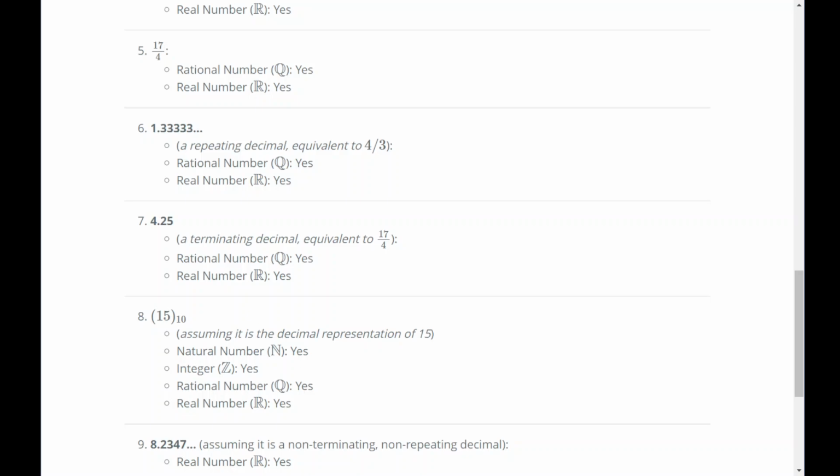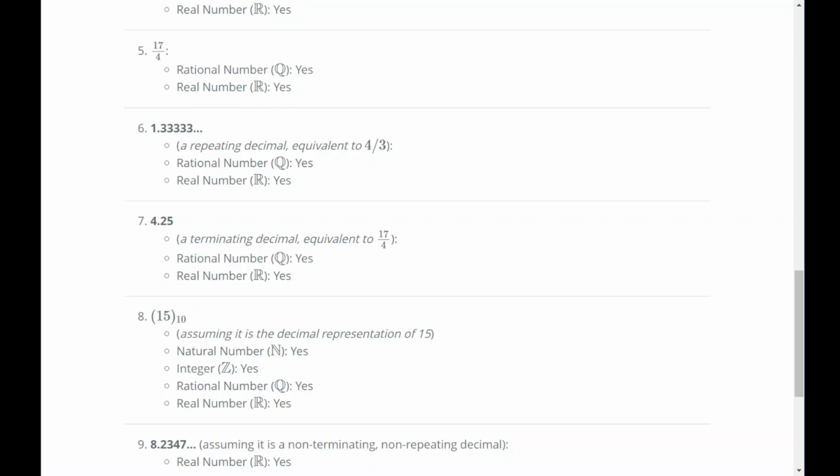4.25, that's a terminating decimal. Terminating, so you sort of say it's a clean cut, so to speak. There's no dots afterwards. So that's equivalent to 17 divided by 4, which previously we decided was a rational number, an integer divided by an integer, and hence a real number.